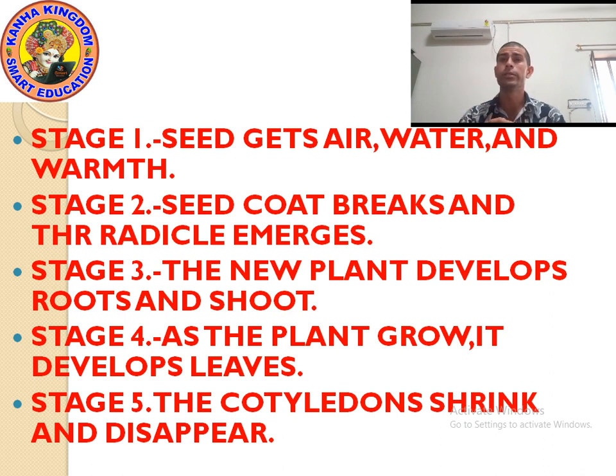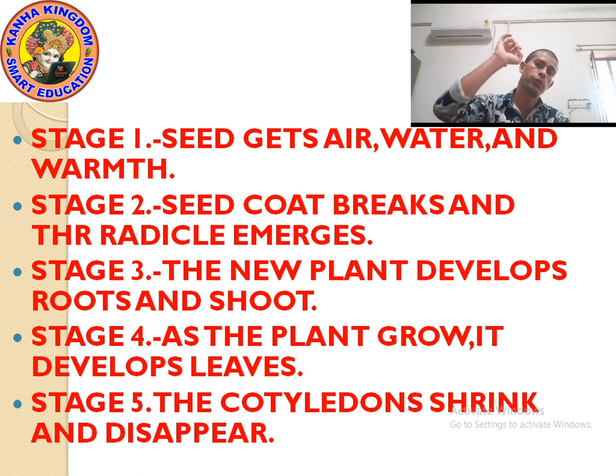Okay, the new plant develops. Stage number 3, the new plant develops root and shoot. Yes, then root and shoot start developing. Shoot, what is shoot? The upper part above the soil is known as the shoot, and the part below the soil, under the soil, is known as the root. Under the soil, root; above the soil is shoot. Okay, which are the parts of the shoot? Stem, branches, leaves, fruits, they all are parts of the shoot. And the root is only one part.